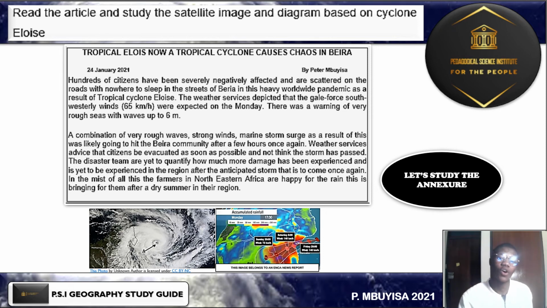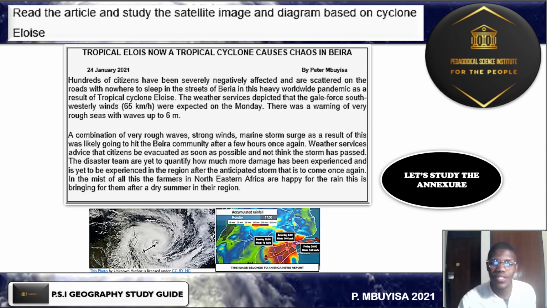So we have a question on tropical cyclone Eloise. It says: tropical storm Eloise, now a tropical cyclone, causes chaos in Beira. That was an article written on 24 January 2021 by Peter Mbuyisa, that is me. It says hundreds of citizens have been severely negatively affected and are scattered on the roads with nowhere to sleep in the city of Beira in this heavy worldwide pandemic as a result of tropical cyclone Eloise.